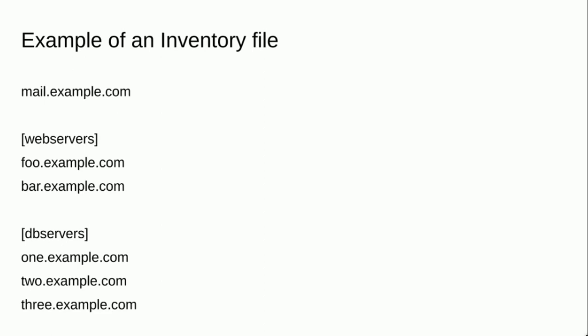Under webservers, there are two servers, foo.example.com and bar.example.com. If we compare with dbservers, there are three servers, one.example.com, two.example.com and three.example.com. So if we need to set up anything on the web servers, we simply run the Ansible command on webservers. If we want some changes specific to the DB servers, we only need to target the dbservers group. So instead of setting up each machine individually, we just set up the group.